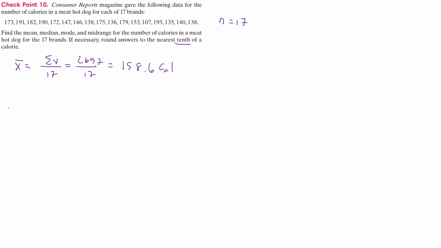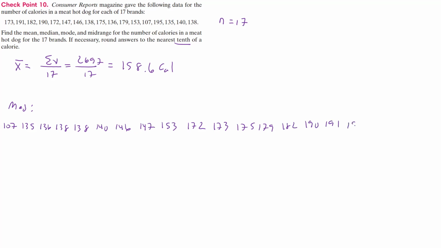Now for the median, we have to put those in order. So we have 107, then 135, then 136, 138, 138, 140, 146, 147, 153, 172, 173, 175, 179, and then 182, 190, 191, and 195.